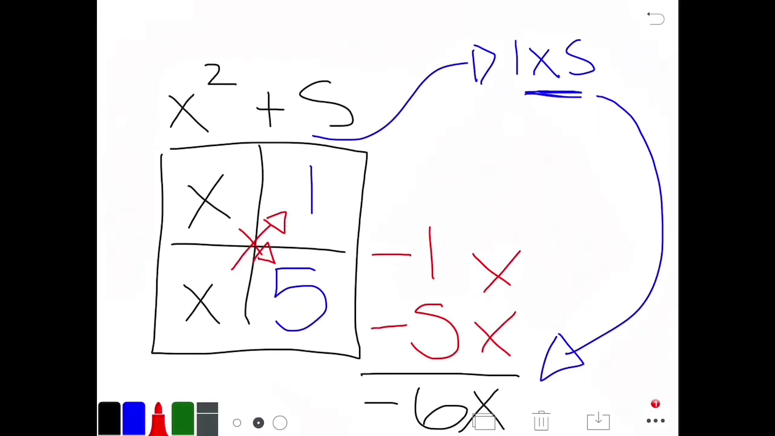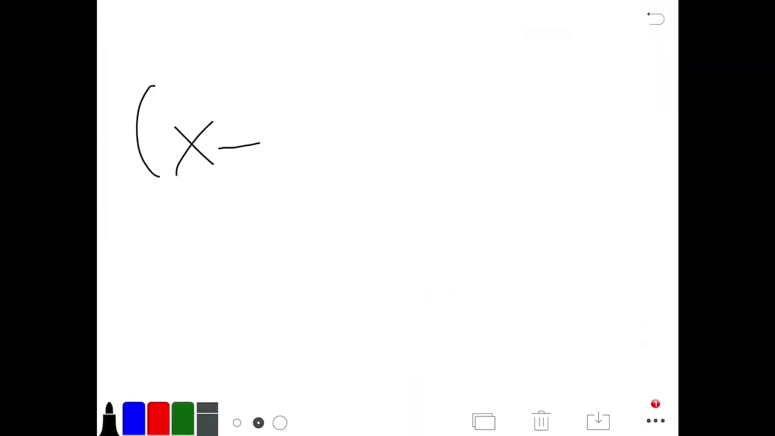So now you know that the two numbers that have to be factored is x and negative 1 and x and negative 5. This could be x subtract 1, x subtract 5.